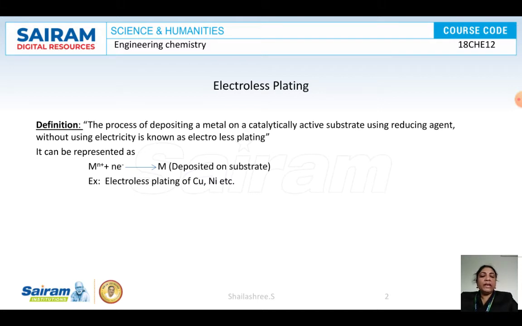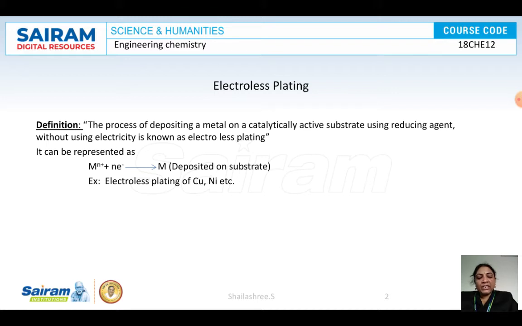So what is the catalytically active surface? In the case of electroplating, we give a pre-treatment, right? We clean the substrate with organic solvent, acid, sandblasting, and finally polishing. In the case of electroless plating, as we are not using electric current, the process will go very slowly. Then how to activate it? That is done by making a catalytically active surface. This means the substrate to be plated is treated with stannous chloride and palladium chloride containing HCl, and then it becomes active.